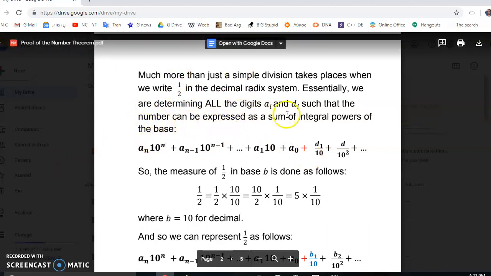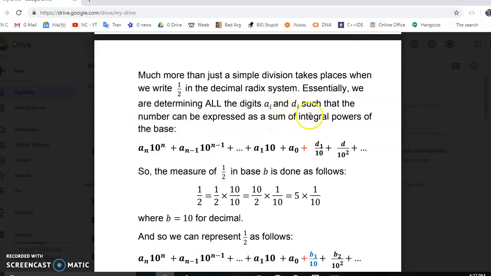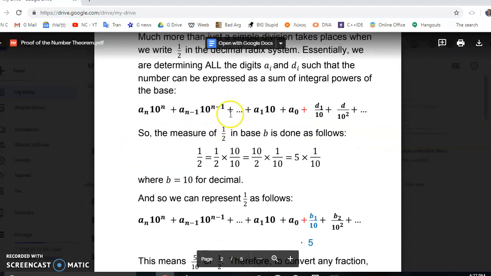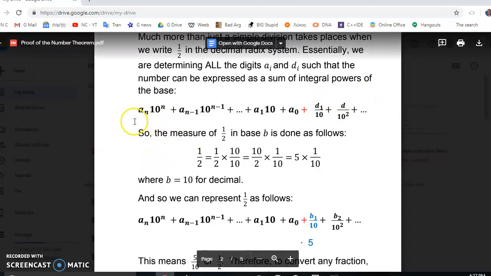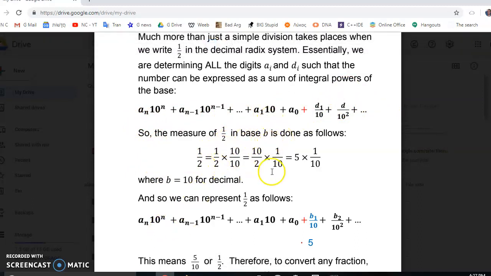Essentially, we are determining all the digits a_i and d_i such that the number can be expressed as the sum of integral powers of this base. Okay, so the digits are a_(n-1), etc. And on this side here, d_1, d_2, etc. And all the a_i's and the d_i's are integers, okay? So the measure of a half in base b is done as follows.